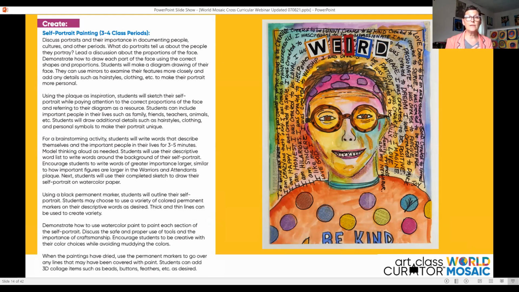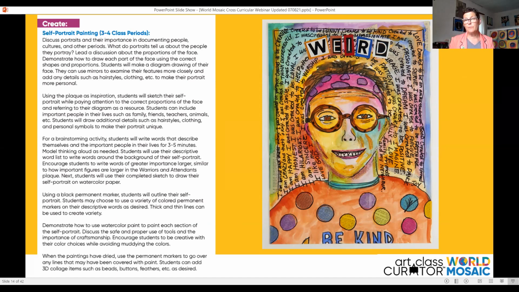This one is a self-portrait painting, and I believe that it also was a 5th grade lesson, and I'm trying to think of what region it came from, and I have forgotten, but no worries. But the cool part about this one is that the piece is actually sort of a 3D piece and doesn't look like this at all, but it really talks about people and cultures and what we know.